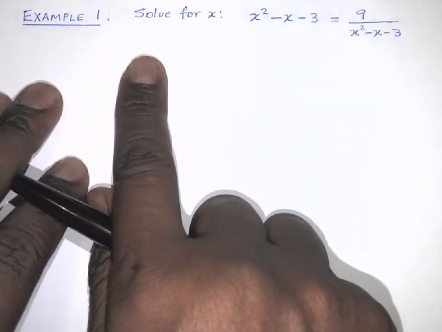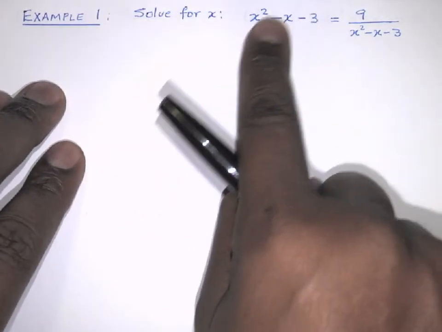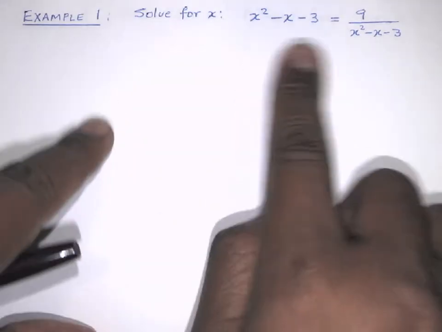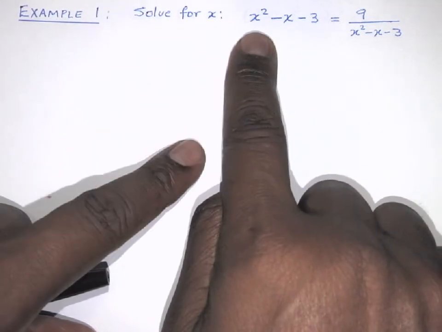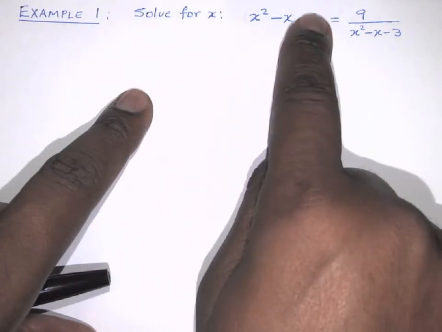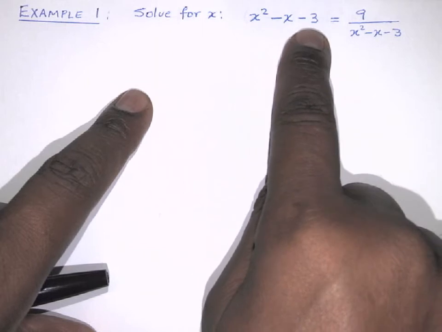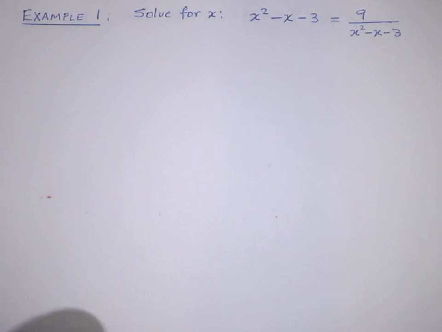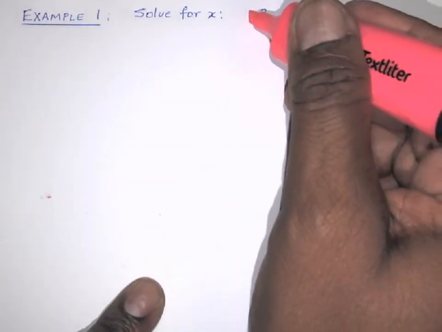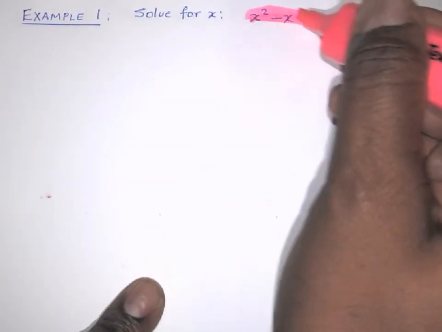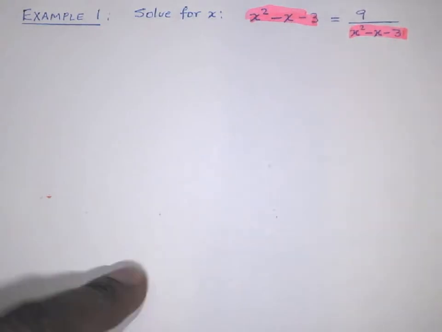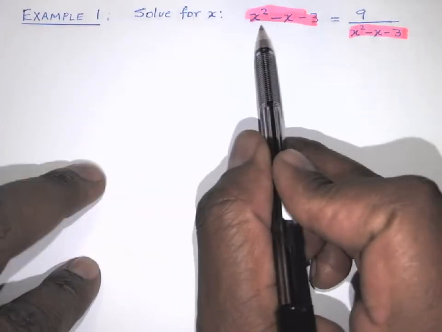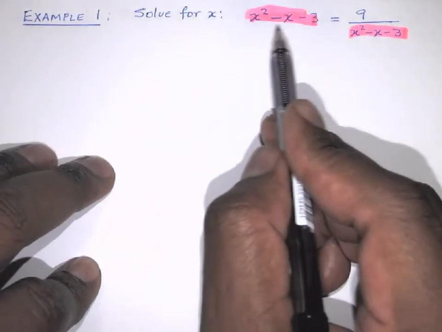Here's example 1. It says solve for x in this equation, equals 9 over that denominator over there. So I need to solve this. If we look carefully, you can see that this expression, the x squared minus x minus 3, is just the same as x squared minus x minus 3 over there. Let me highlight the things that are the same. So we let this pink expression be k. That's where they say K method, right?